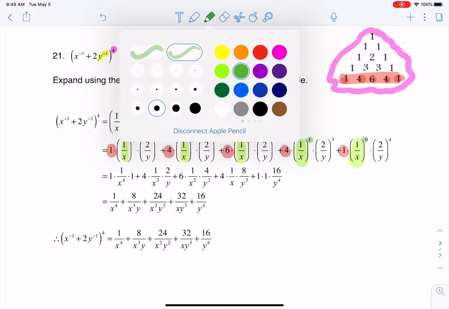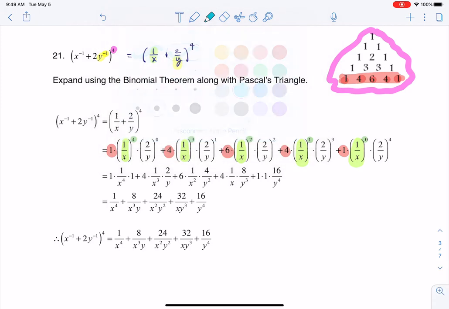And then on the flip of that, let's take a look at 2 over y. So you see 2 over y, 2 over y, 2 over y, 2 over y, 2 over y. But the powers on this increase. So here I go 0, 1, 2, 3, 4. All right, so again, I'm using the coefficients. Then I decrease the powers on the first term of my binomial, and I increase the powers on the second term of my binomial, or the binomial expansion.